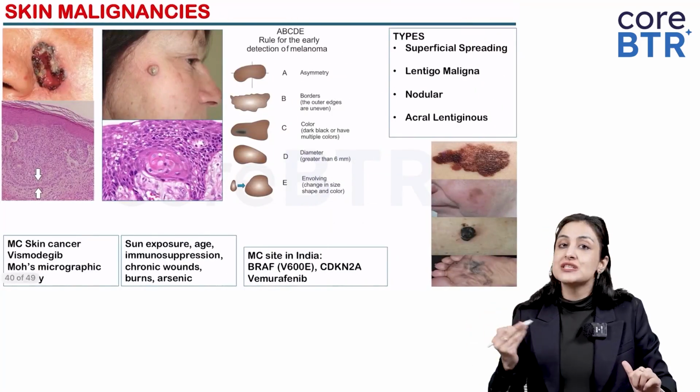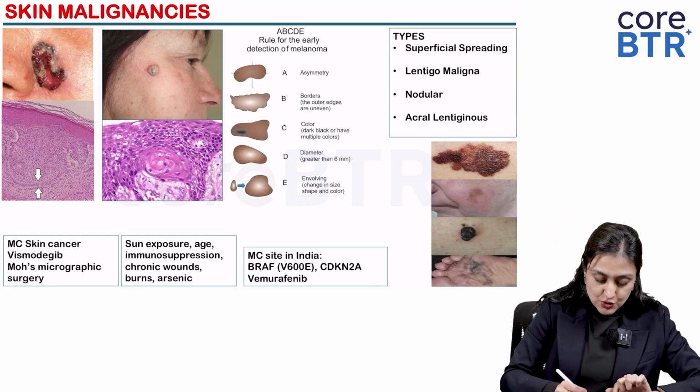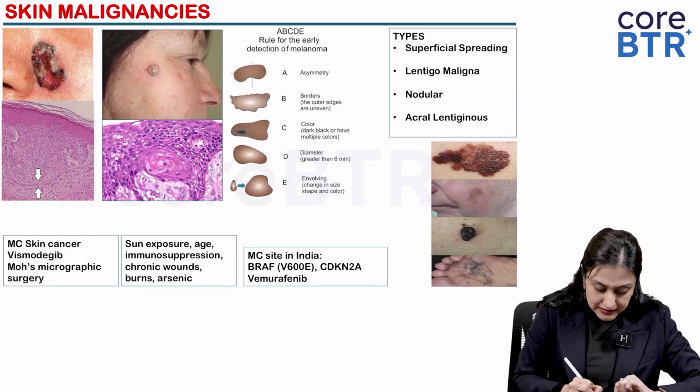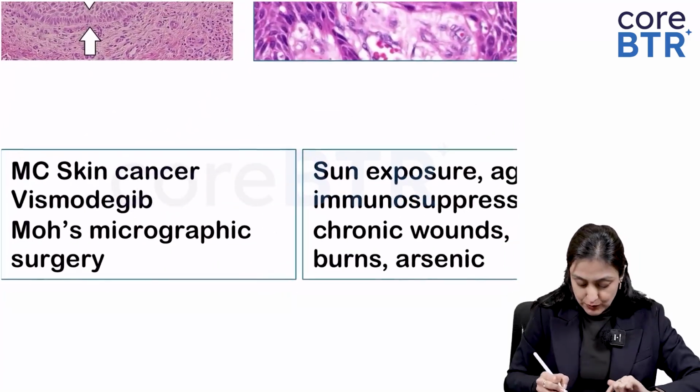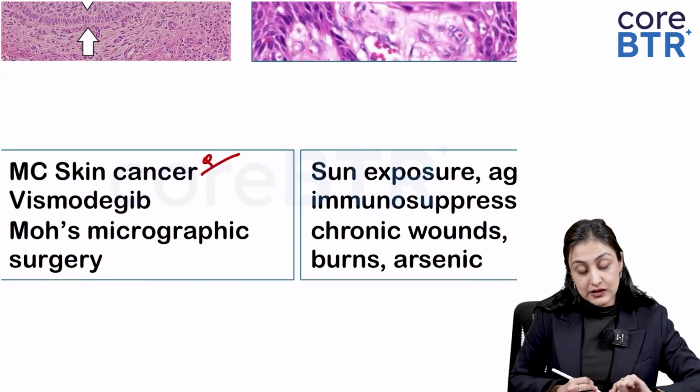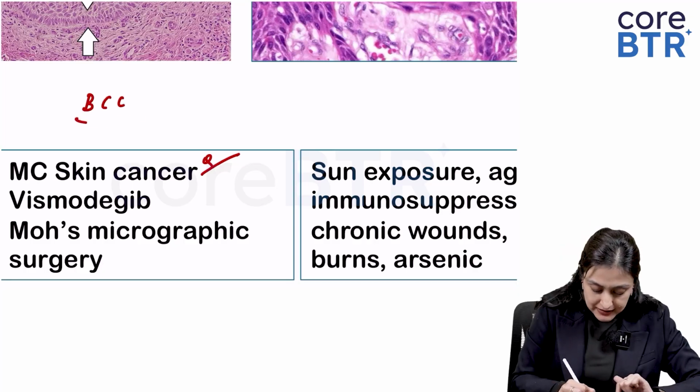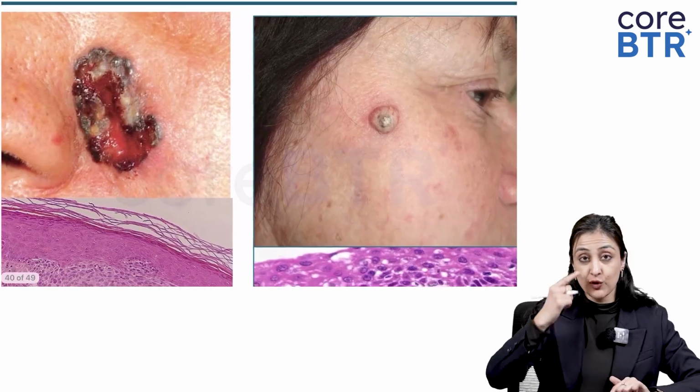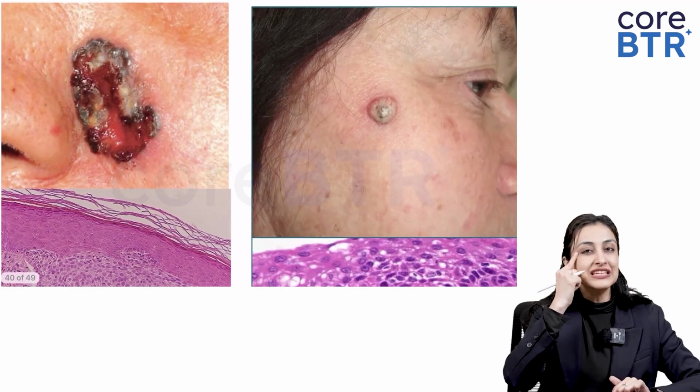Then let's talk about skin malignancies. Here we need to talk about basal cell carcinoma. Basal cell carcinoma is the most common skin cancer in India. So basal cell carcinoma, this is the typical morphology, above the lip, near the eyes.